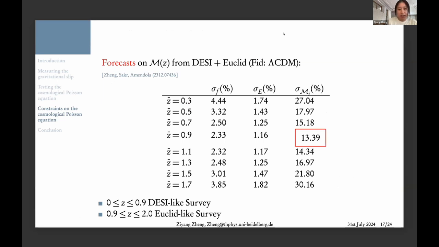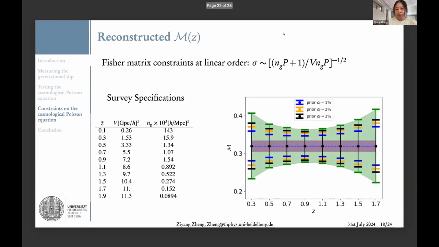These are some forecasting results on this M quantity. Here we did a forecast for a joint survey of DESI and Euclid, where we mimic a DESI-like survey for the relatively lower redshift range, while we mimic a Euclid-like survey for the relatively higher redshift range. In the best case, the M quantity can be constrained at around 13%. And this is the main result of our paper.